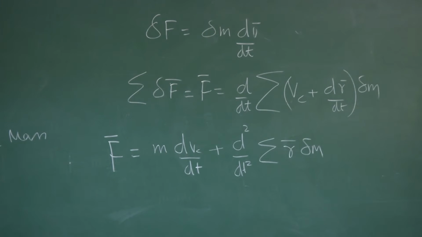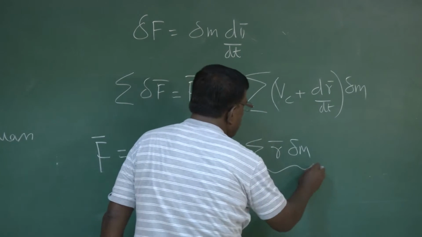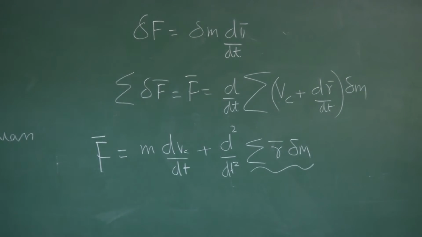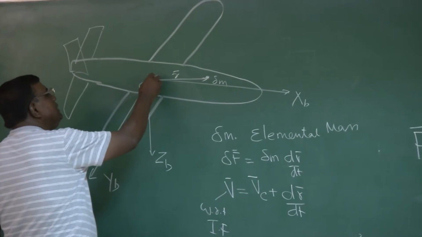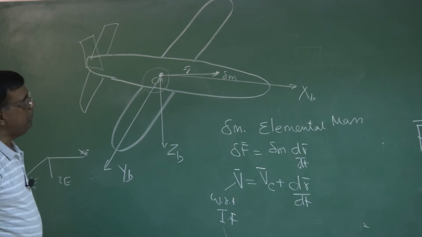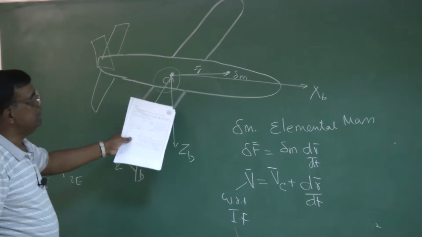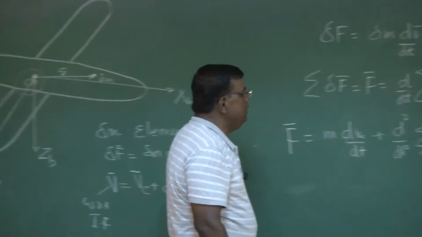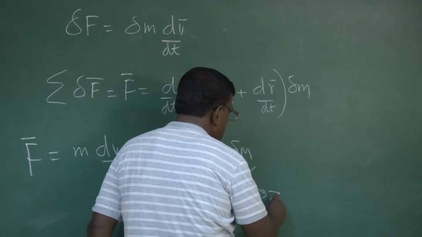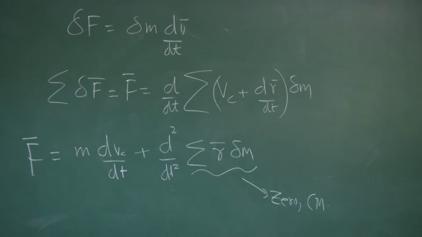No objection. This I have done in the last lecture also. But could you recall what is this value R dm? We have selected the location of the body fixed axis at the center of mass. And by definition of center of mass, R dm will become 0, because of the center of mass definition.